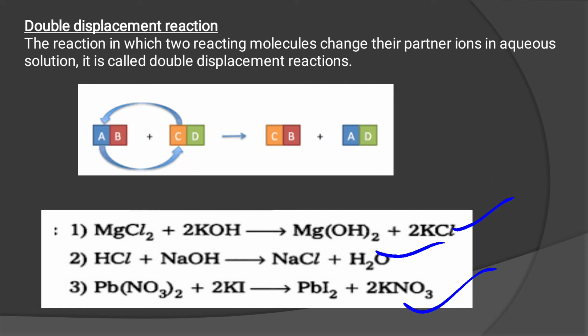In the first example, the chlorine is being displaced by the OH ion, that is the hydroxide ion, and is forming different compounds. In the next example, the hydroxide ion and the chlorine ion are changing their places and forming different compounds. Similarly, in the third example, the nitrate ion and the iodine ion are changing their places and displacement is done. So this is how double displacement works. Both the elements change their places. Okay, so practice more and more examples so that it will be very clear to you which type of reaction is being talked about.